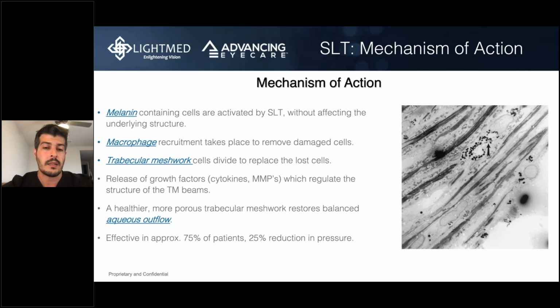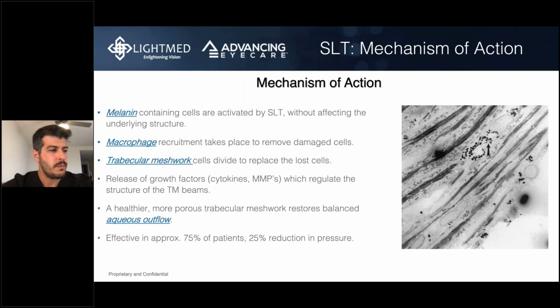But if I see an angle structure that is not pigmented at all or is very minimally pigmented, does that mean SLT will not do as well? Absolutely not. You will just need more energy to get to the melanin cells that are there. There's just less of them.